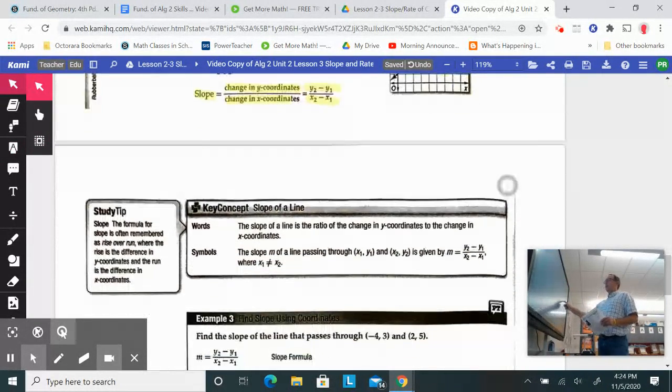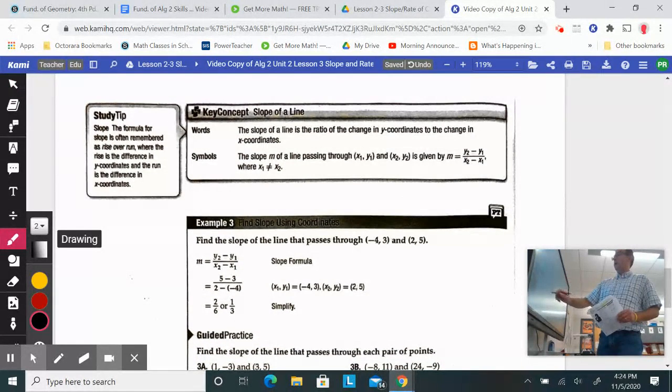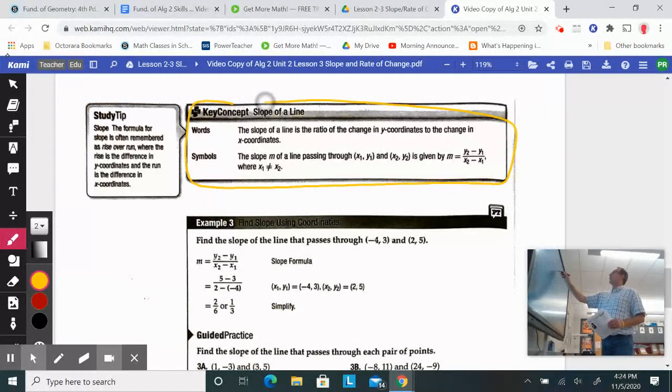We have a key concept box here, which reminds us about slope. Slope of a line is a ratio. And we use m to represent slope. I don't know the history of that, but m is slope. And here is the slope formula using two ordered pairs that are on the line.